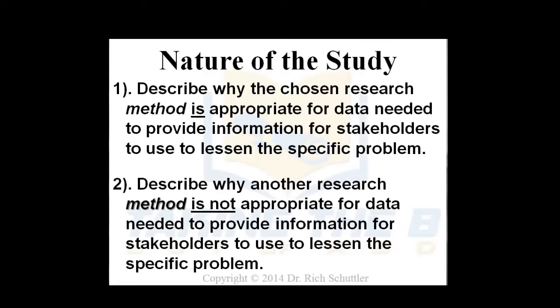In the second paragraph, here you're going to describe why another research method is not appropriate for the data needed to provide information that you need to help lessen the problem for those stakeholders. Here you're looking at the opposite, if you will, of paragraph number 1. If you chose quantitative and you explained why the quantitative research method was appropriate in the first paragraph, here in the second paragraph, tell us why the other, in this case, would be qualitative research, why that method was not appropriate, why that was not valid, if you will, for the type of data that you need.